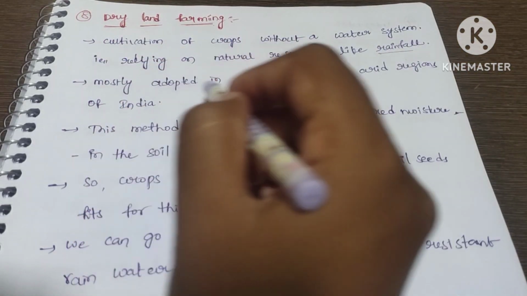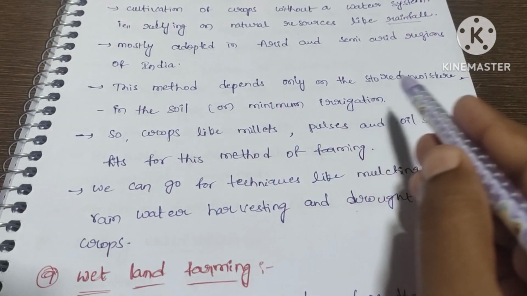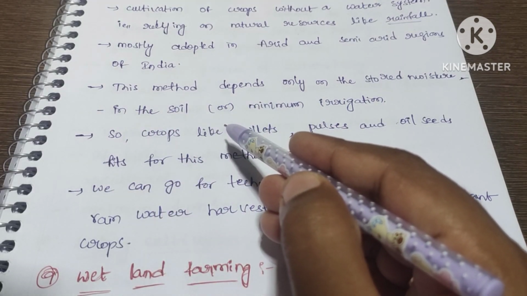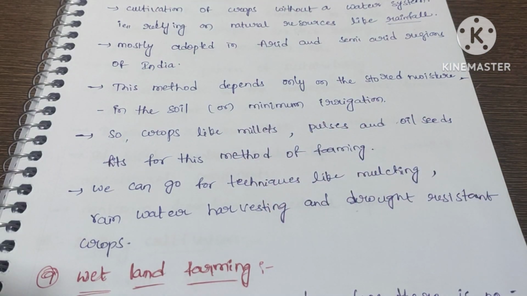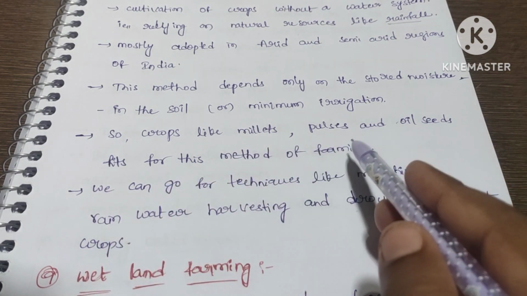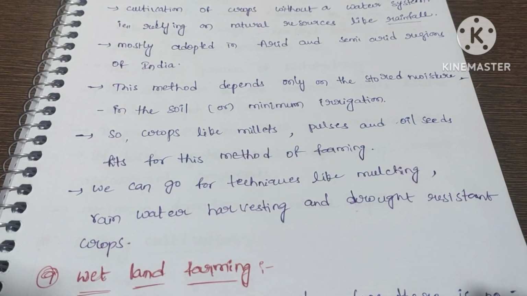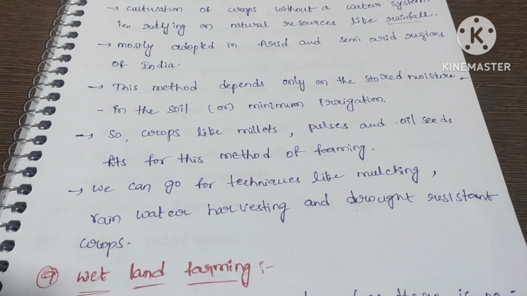Okay, mostly adapted in arid and semi-arid regions of India. This method depends only on the stored moisture in the soil. Whenever the rain falls, the water is stored in the soil, so the crop totally depends on that moisture, or else the farmers will provide minimum irrigation to that particular crop. Okay, so crops like millets, pulses and oilseeds fit this method of farming. Millets need a lesser amount of water when compared to other crops. Pulses and oilseeds also fit this method of farming.